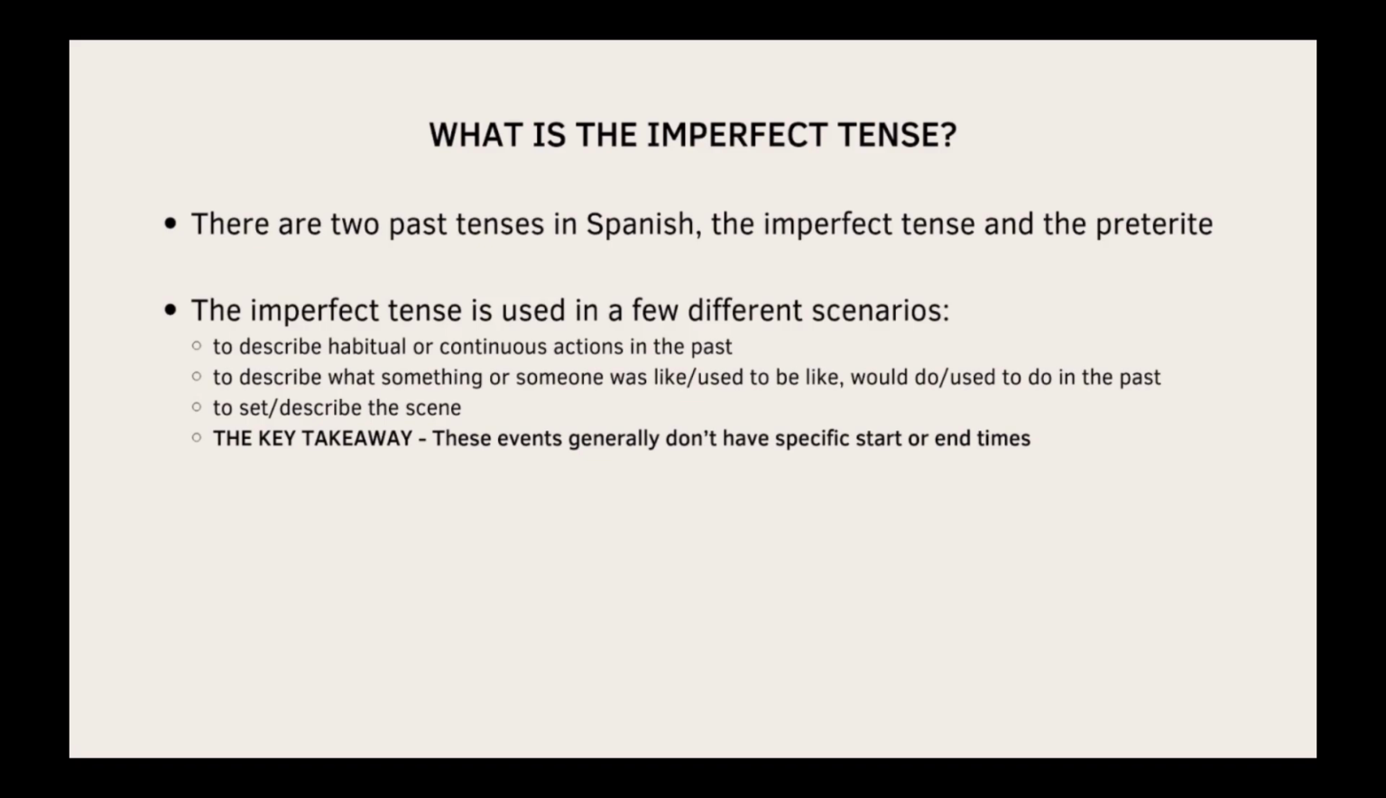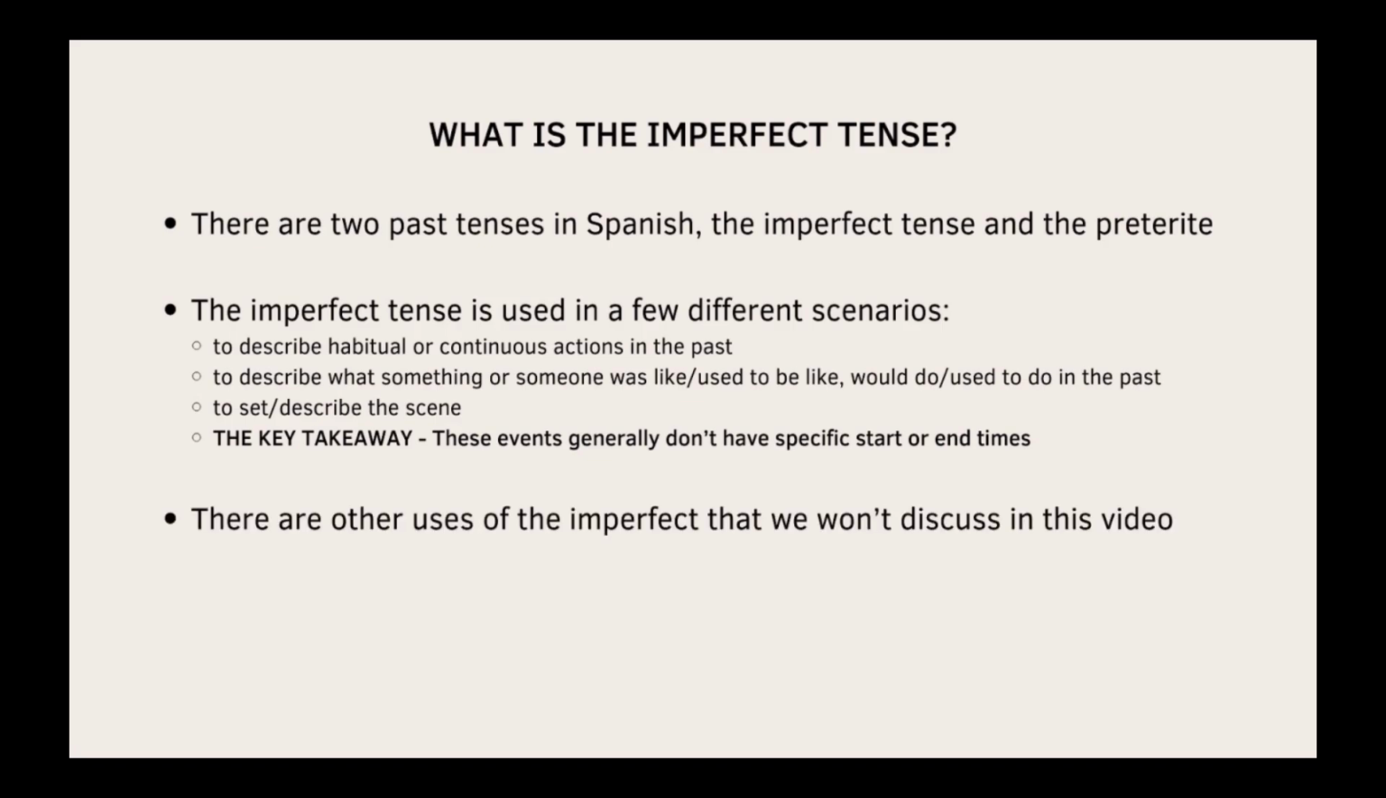So the key takeaway here is that these events generally don't have specific start or end times. We're not talking about something that happened at 4 p.m. yesterday or last week or last month at this specific time. No, these are more continuous in nature. Now, there are other uses of the imperfect tense that we won't get into in this particular video. We can save that for another time. And these are things like stating time and date in the past, and also describing physical characteristics of a person in the past. So we'll save that for later. I just wanted to mention it.